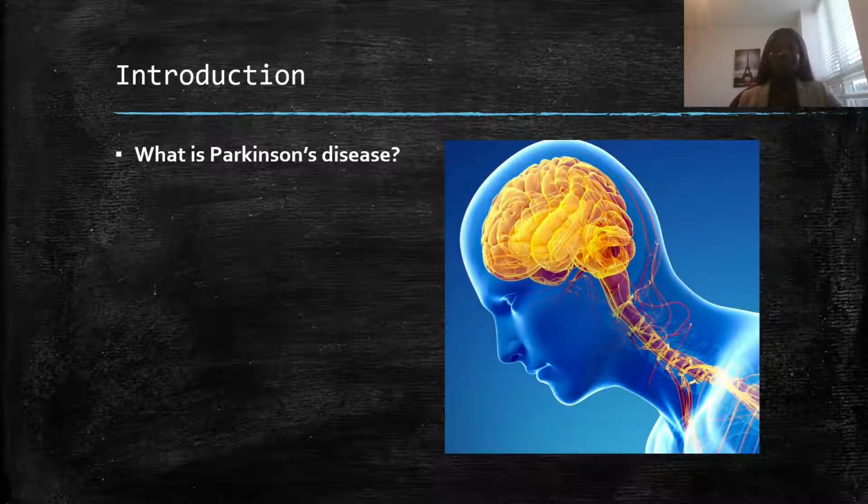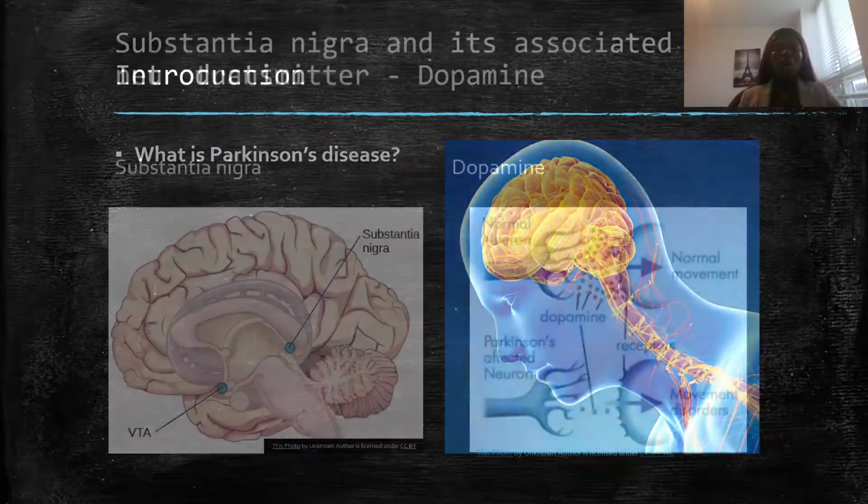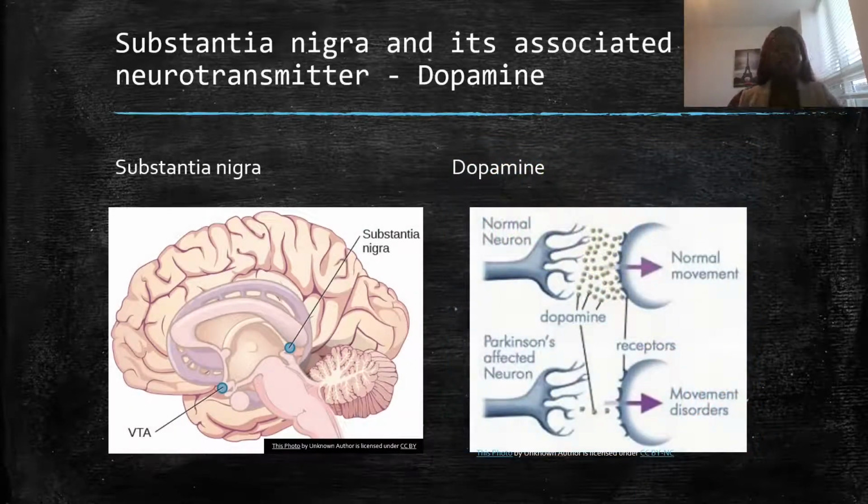Parkinson's disease is a chronic progressive disorder that involves a part of the brain called the substantia nigra. Now, the substantia nigra is a part of the brain that produces a neurotransmitter called dopamine. This neurotransmitter is involved with certain processes in our brain, such as muscle movement, and it's also the reward and pleasure centers in the brain.